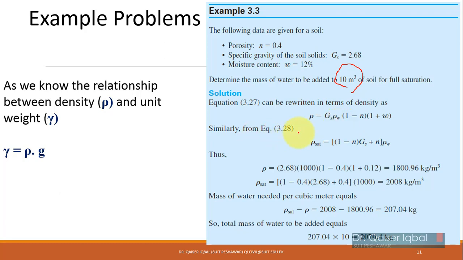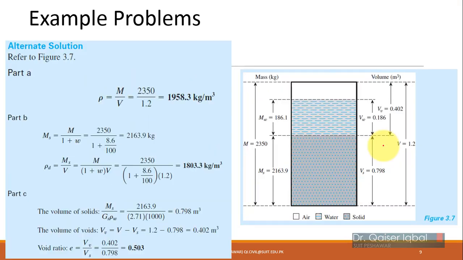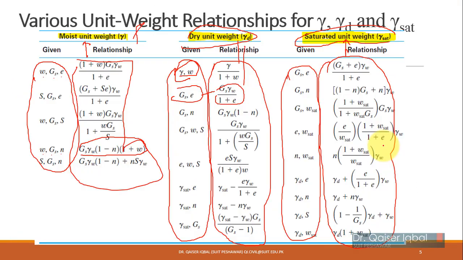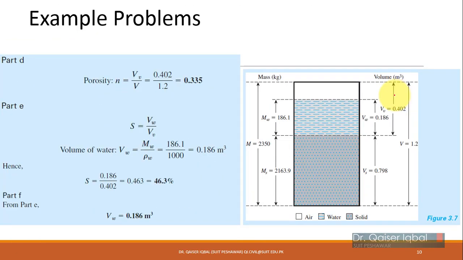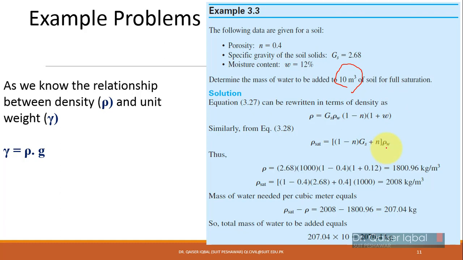Similarly, from equation 3.28, we know the saturated unit weight is equal to 1 minus N into GS plus N into gamma W. In terms of density, I have provided this equation as well, so you can determine vice versa. You have GS and N, and you can determine the saturated unit weight using this equation. If you want to determine saturated density or rho sat, then you write rho sat is equal to 1 minus N into GS plus N into rho W.